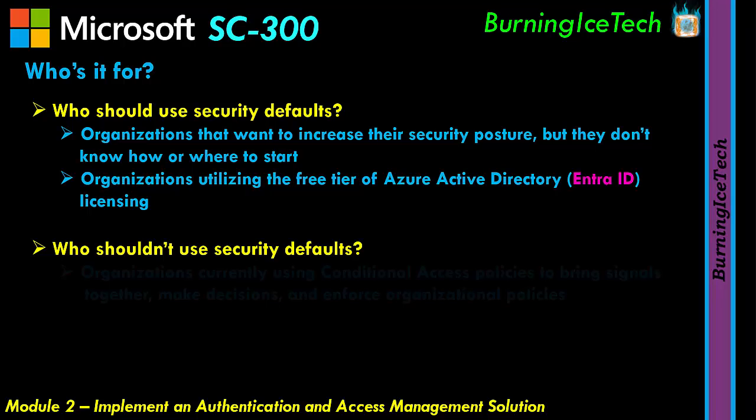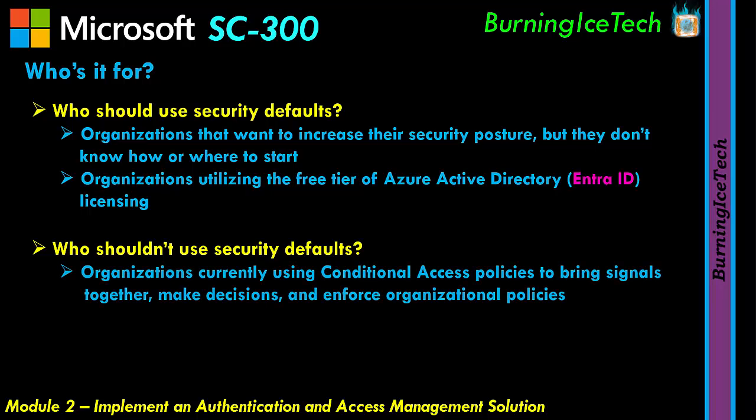That, guys, will be organizations currently using conditional access policies to bring signals together, make decisions, and enforce organizational policies. Now, you might say, but that sounds like a problem. Well, guys, keep in mind that normally by the time you get to this point where you're able to create conditional access policies, if you know what they are, how to make them, where to make them, and how to configure them, at that point in time, it probably will no longer be needed for you to use the security defaults because you're going to know enough to be able to create conditional access policies. So it's not really a big problem if you think about it.